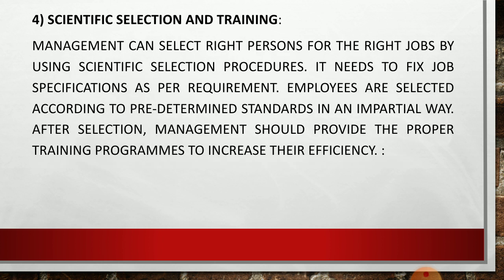Next technique is scientific selection and training. In this, it was emphasized that each and every person should be selected according to systematic way and scientific techniques. Management can select right person for the right job by using scientific selection procedure. It needs to fix job specification as per the requirement. They should predefine which job or which type of job they are going to appoint. Employees are selected according to the predetermined standard in an impartial way. After selecting, management should provide the proper training programs to increase their efficiency.